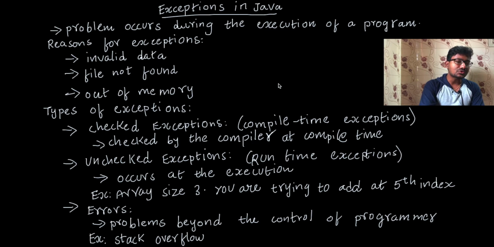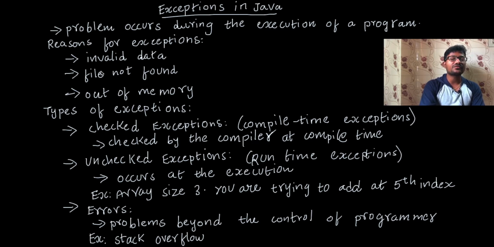Similarly, exceptions are very common in programming languages. Exceptions are problems which occur during the execution of a program. These are three common reasons for exceptions: invalid data, file not found, and out of memory. For example, if you are trying to fill in a form, and in the phone number field you enter the email address, that's called invalid data. That's one kind of exception reason.